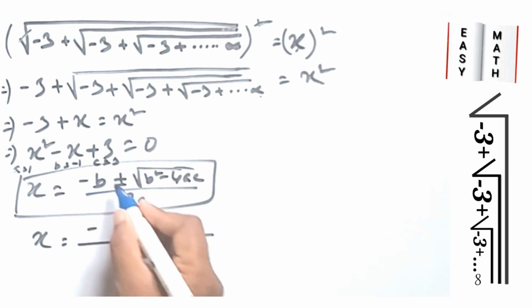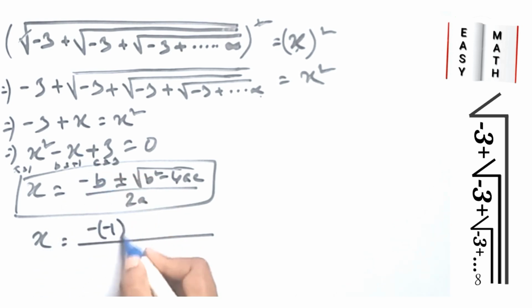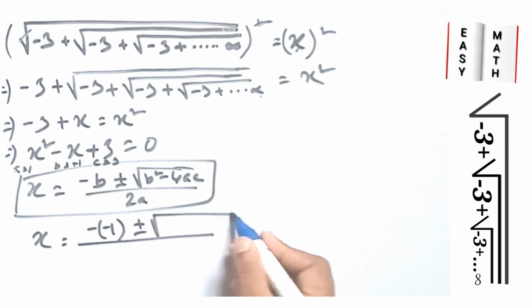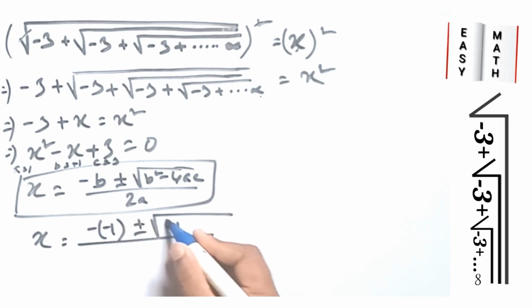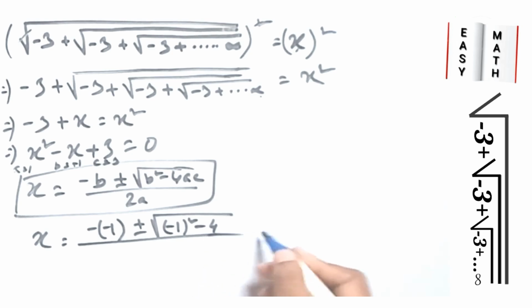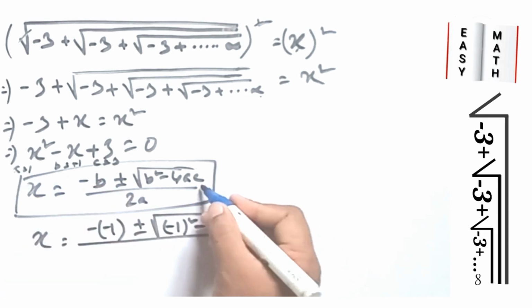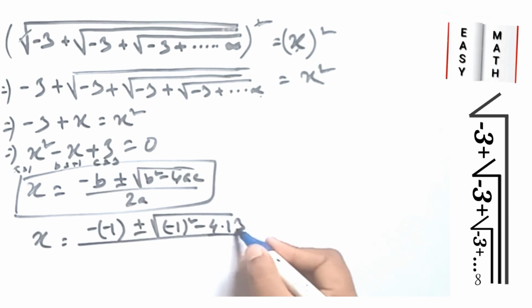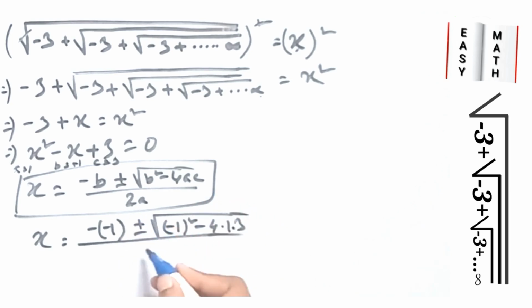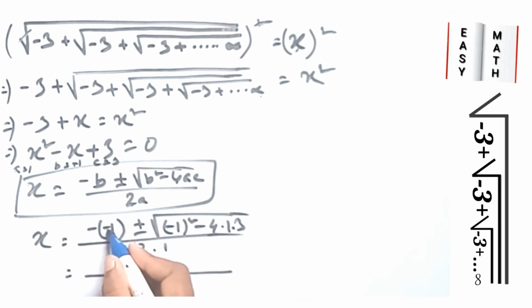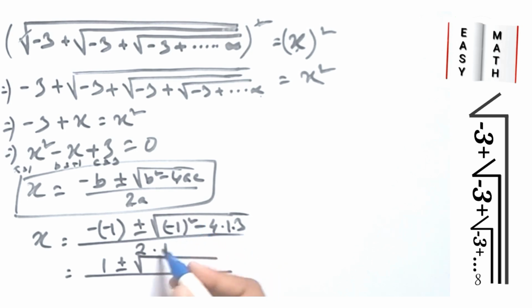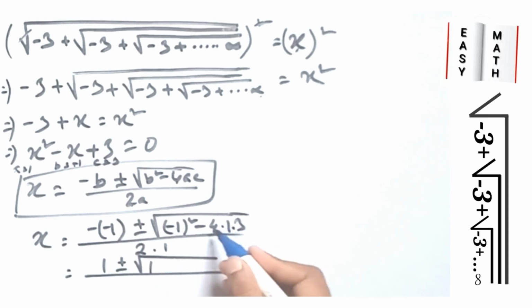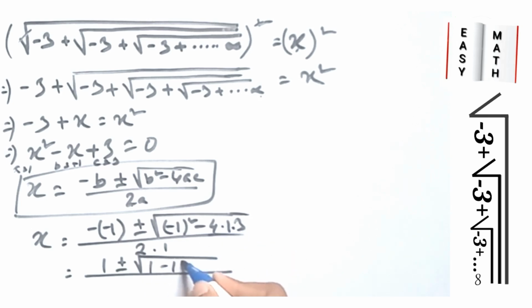minus, this is minus, and this is the minus 1, so this is the minus 1, and this is the plus minus, and there is the minus 1 square, and this is the 4, and a is the 1, and c is the 3, and this is the 2, and a is the 1. So we find out minus minus is plus, and this is the plus minus, and there is the 1 square, this is the minus 1 square, this is the 1, and this is the minus 12, and there is the 2. This is the x.